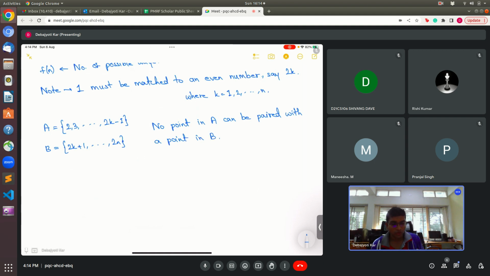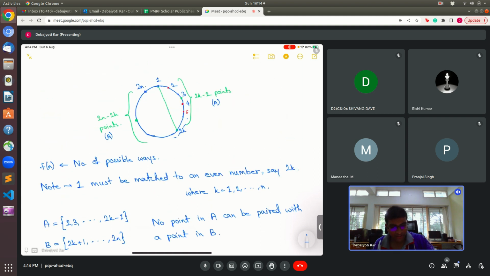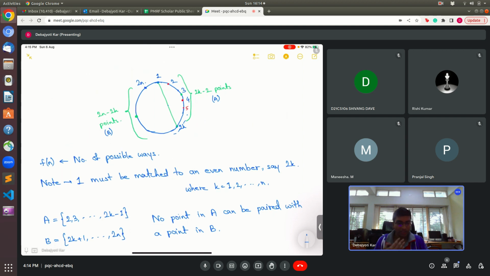Which means the points in A must be paired among themselves, the points in B must be paired among themselves, right? Since this set A contains 2k minus 2 points, the number of ways of pairing them will be f of k minus 1, because 2k minus 2 is 2 times k minus 1. By definition, when there are 2n points, the number of ways is f of n. So when there are 2k minus 2 points, the number of ways is f of k minus 1.